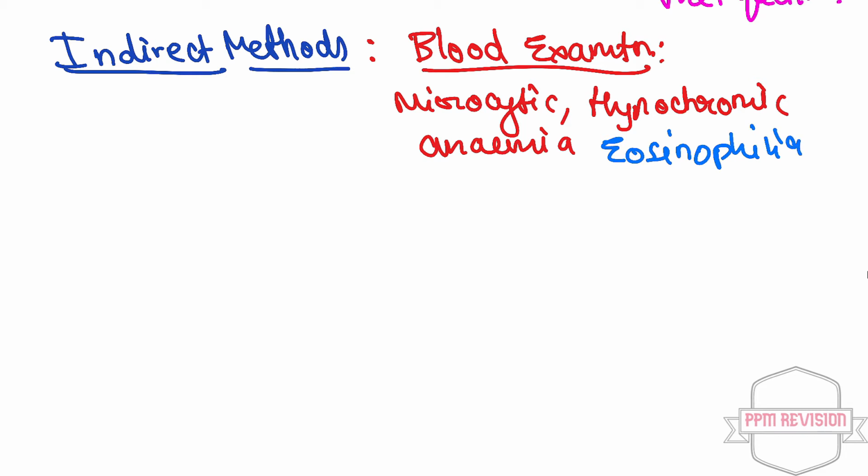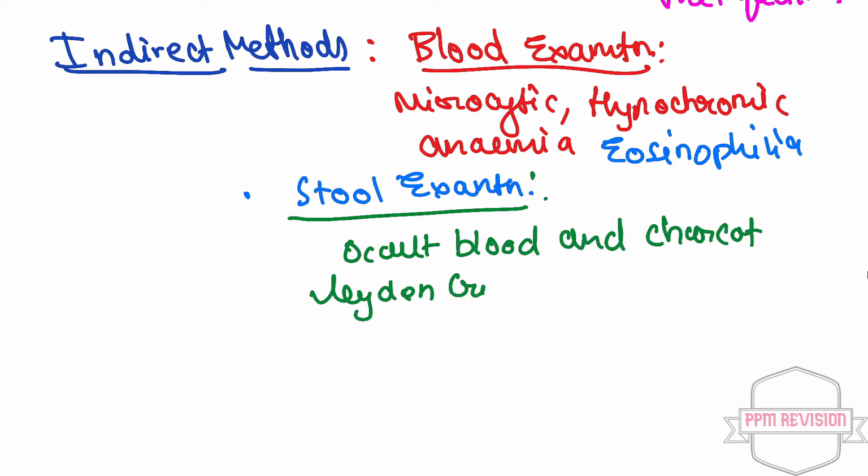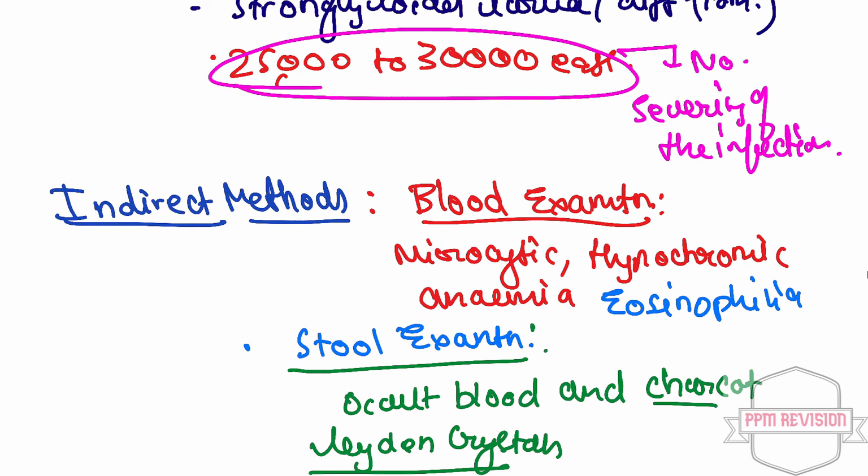Now, looking at the other examination, the stool examination reveals occult blood and Charcot-Leyden crystals in the majority of cases. So now quickly I'll summarize.